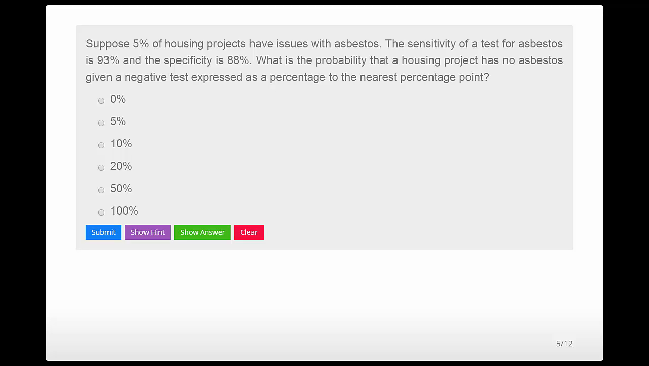So this homework problem is a Bayes problem, and it corresponds pretty closely to an example quiz question. I've marked some of the correspondence between the quiz questions and the homework problems in the quizzes, so look for that. It says, suppose 5% of housing projects have issues with asbestos. The sensitivity of a test for asbestos is 93% and the specificity is 88%. What's the probability that a housing project has no asbestos given a negative test, expressed as a percentage?